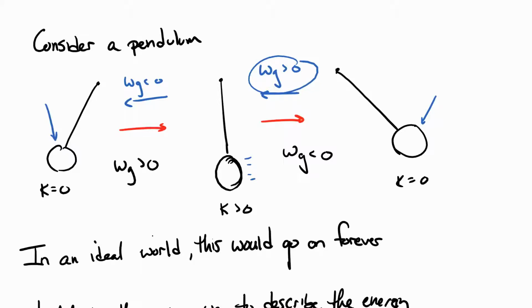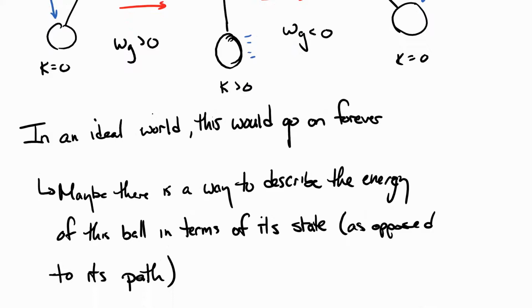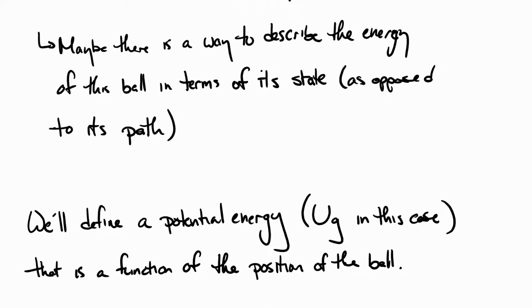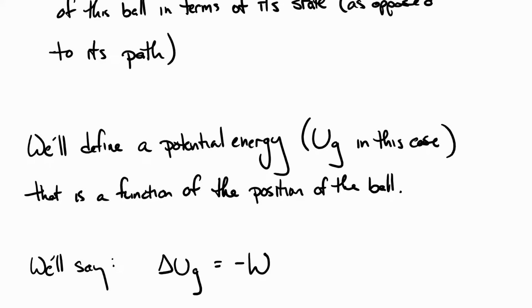Only some specific forces can give rise to a potential energy. And so now we're going to define one, U_g, which is a function of the position of the ball, specifically of its height in this case. We're going to say that the change in gravitational potential energy is going to be the opposite of the work.